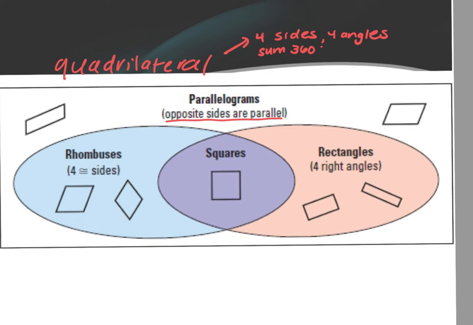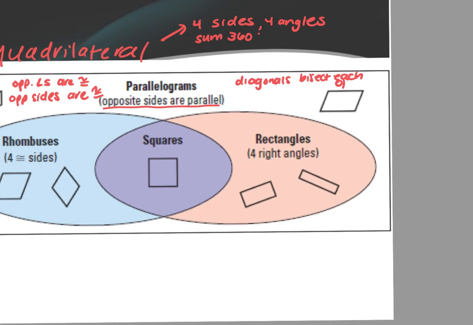Opposite angles are congruent. What else? Opposite sides are congruent. What else? Diagonals bisect each other. And the last thing?